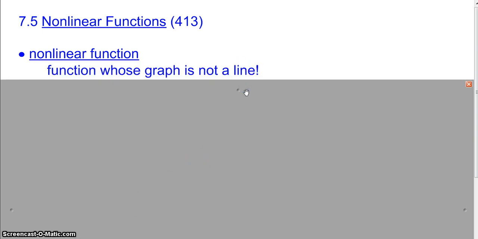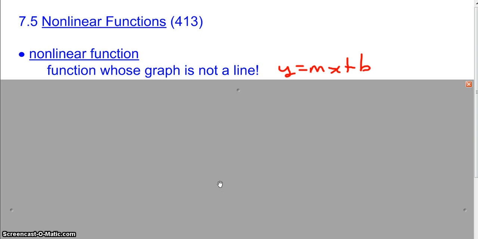graph is not a line. And so before we do that, let's jot down what we recall, the model linear function. Y equals mx plus b. Say it loud. Y equals mx plus b. Plus b. That's a giant plus sign right there. Y equals mx plus b.